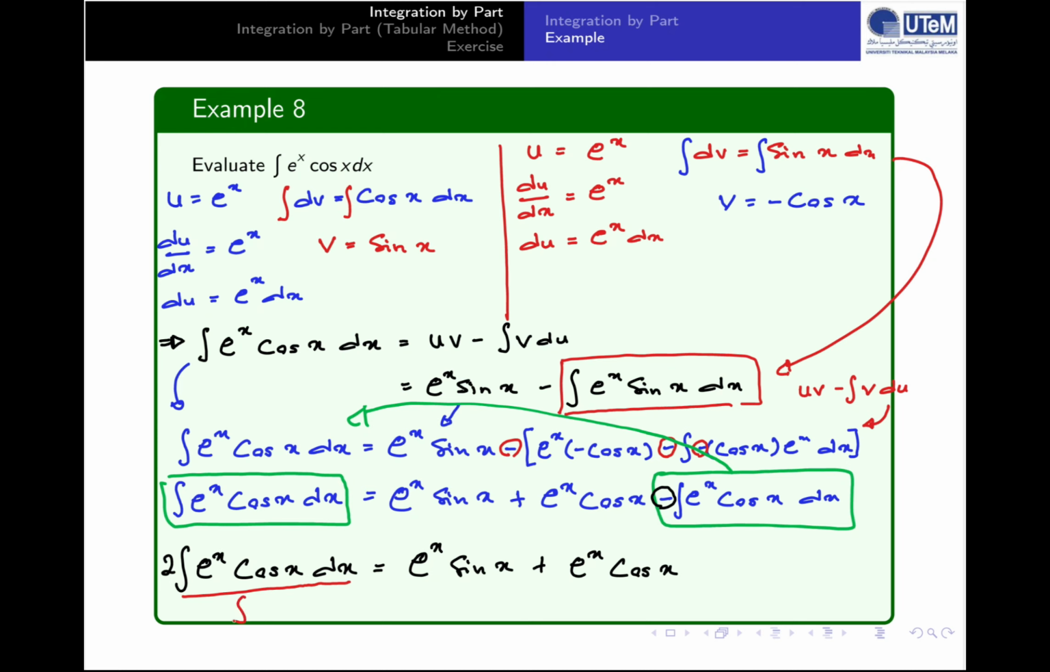Okay, and then we want to find only the integration of e^x cos x dx. So integration of e^x cos x dx equal to, here is 2, it become 1 over 2 when we move to the right hand side, and then times by, must put in the brackets, e^x sine x plus e^x cos x plus c. So that is the answer for example 8.